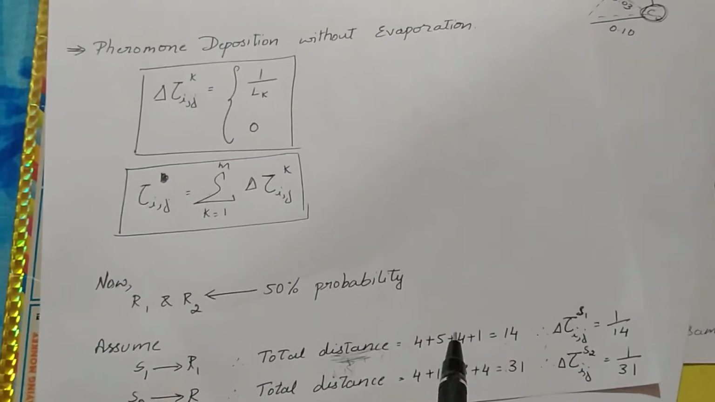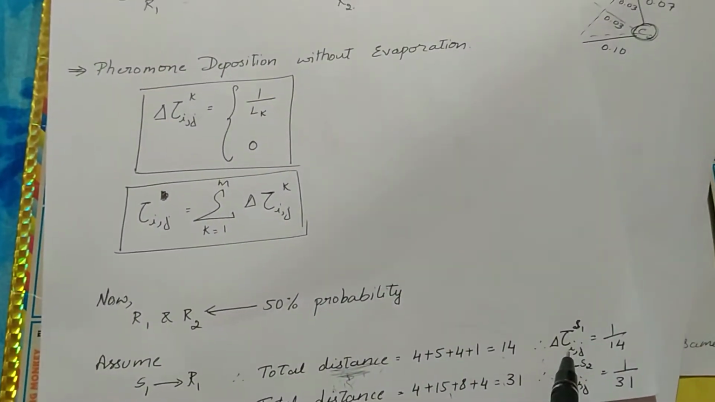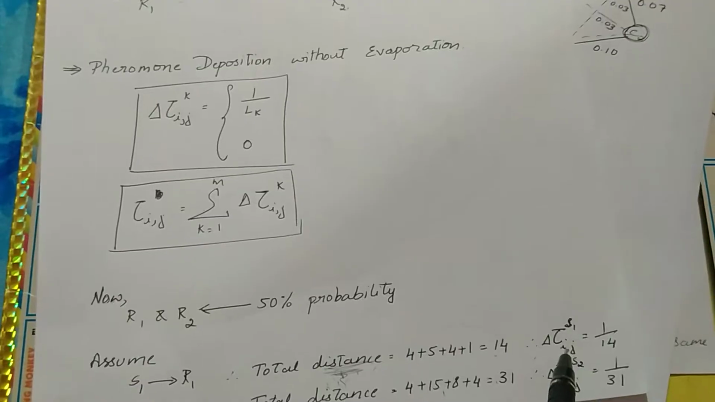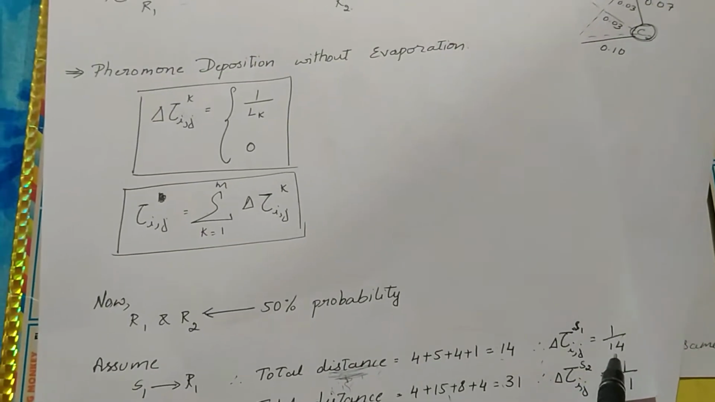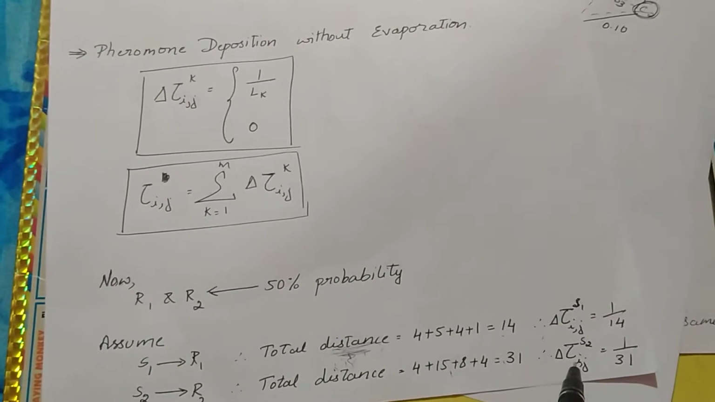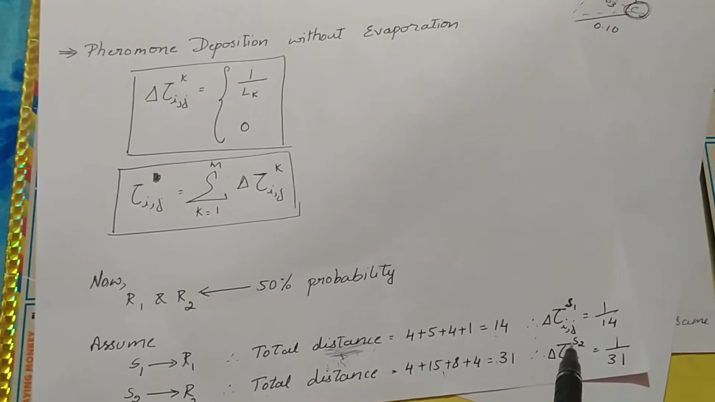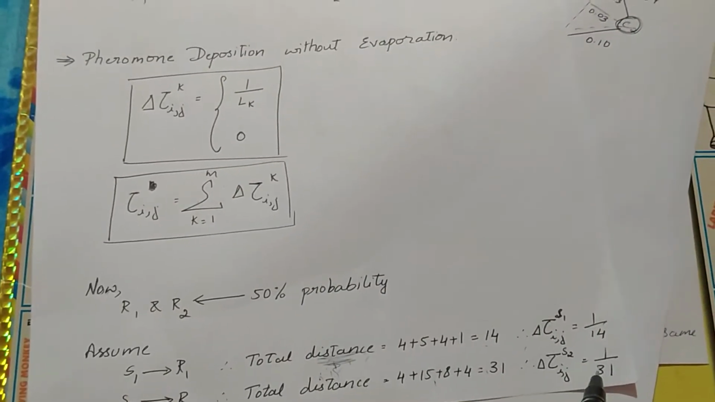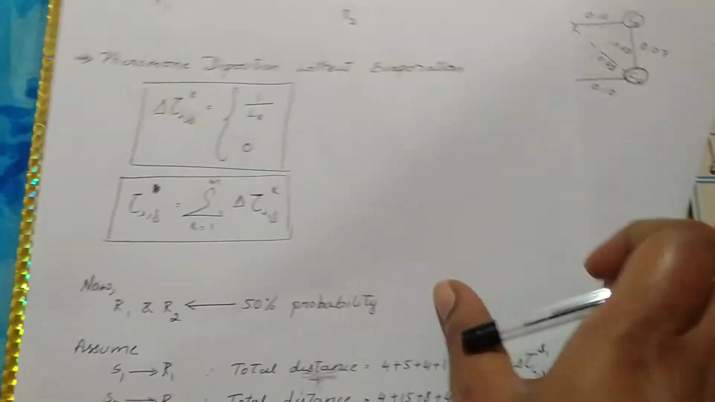It is a total distance here. So for one particular edge, it can be taken as 1 by 14. Similarly, for one particular edge in S2 it can be considered as 1 by 31. So these are the values.